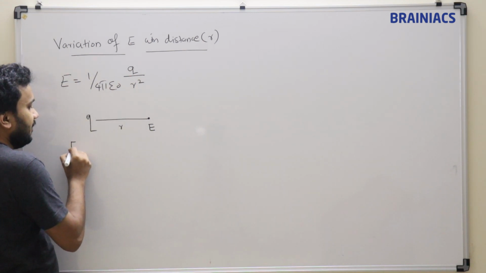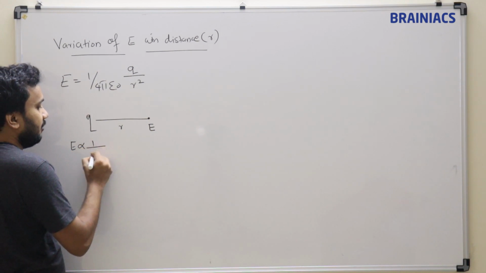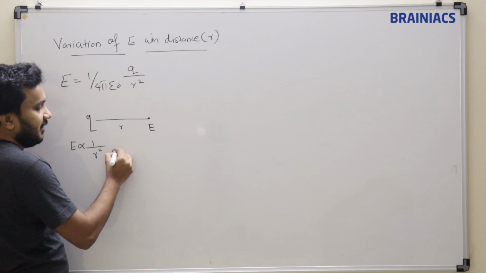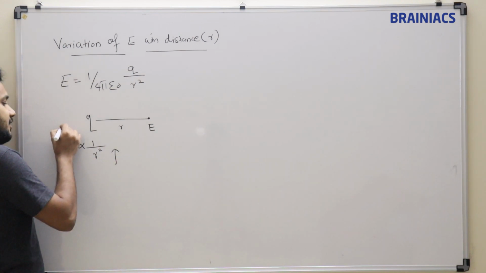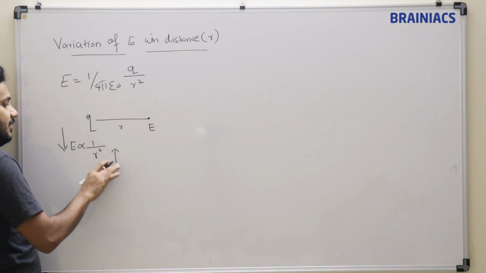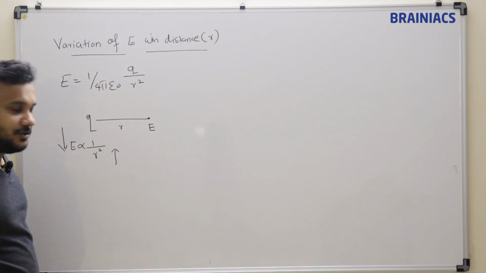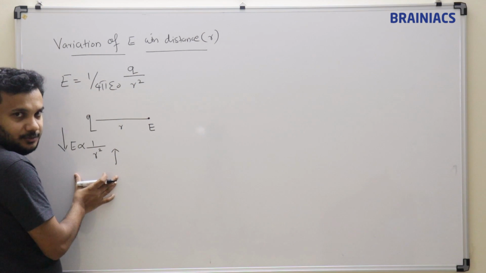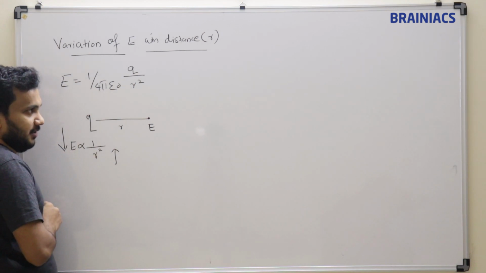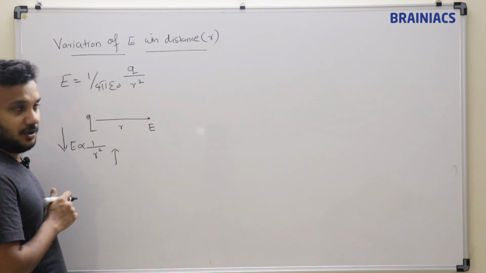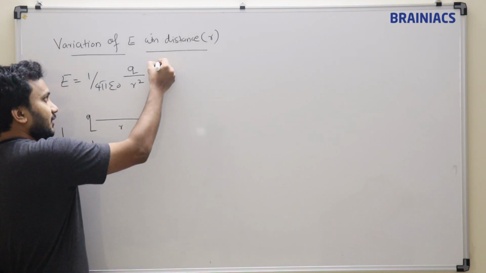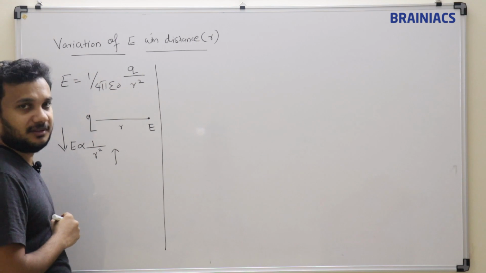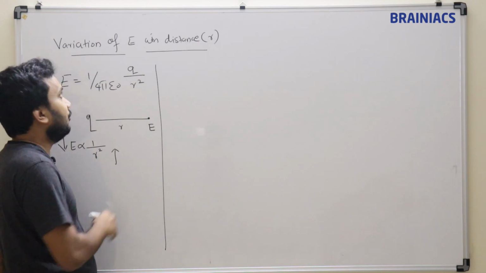Here we know E is proportional to 1 by R square, which means when the denominator, the distance, is increasing, this factor E will be reducing. So this is the fundamental from this equation: E is proportional to 1 by R square. We are applying this concept to learn the things. I just brushed up what we learned in the previous class, so we'll move to this one.